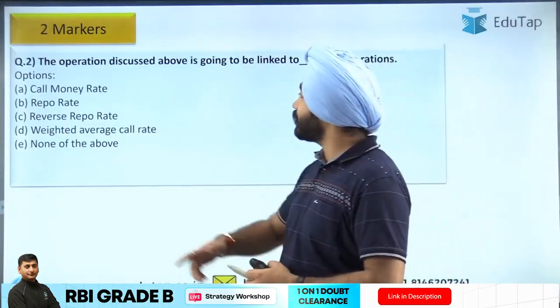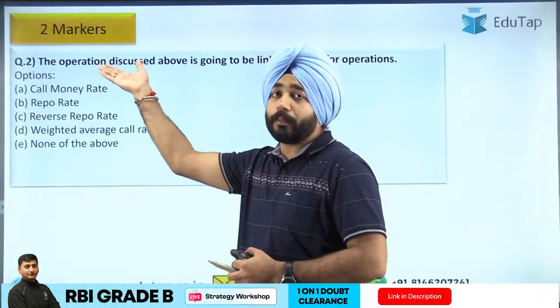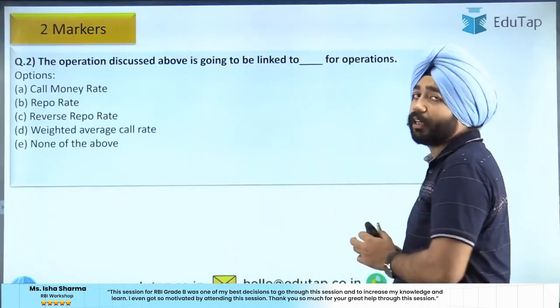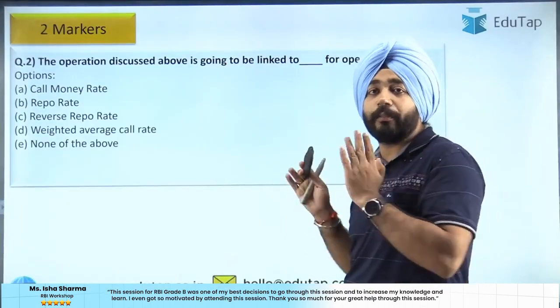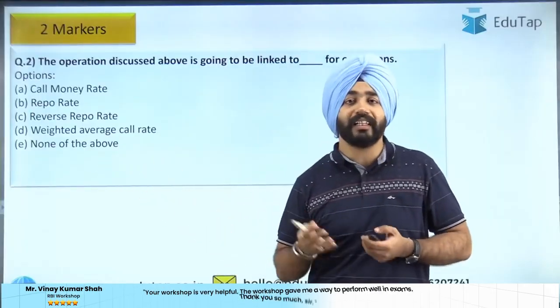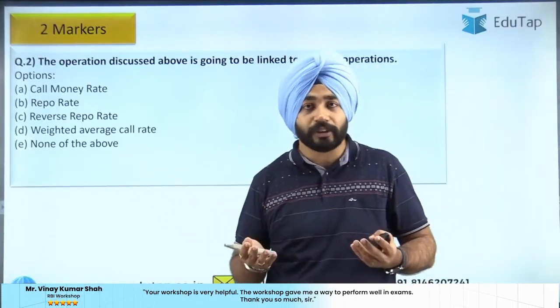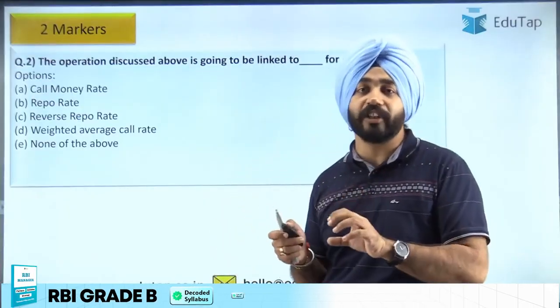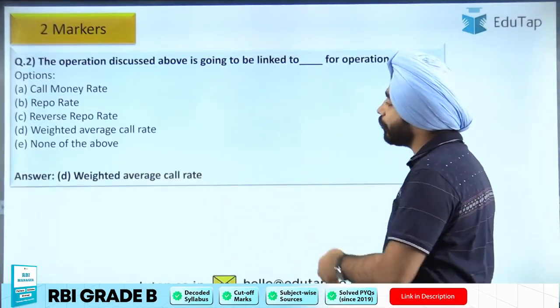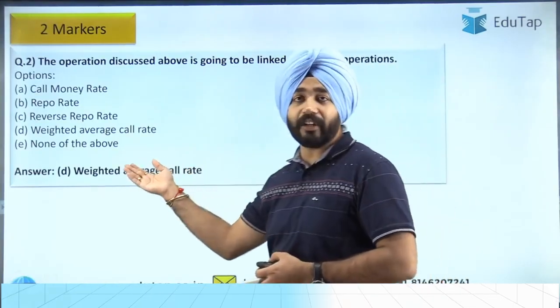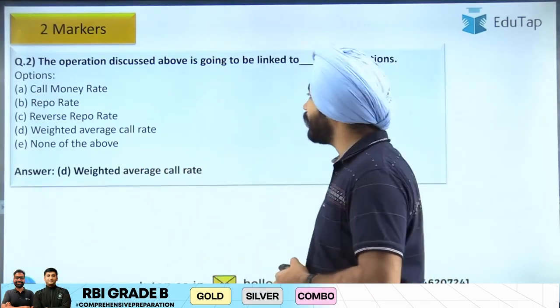Then they have asked the question that the operation, that is long term repo operations, is going to be linked to which among the following operations. ठीक है, that is LTRO will be linked to which among the following operations. So guys, this year now this specific question could be a static question, ठीक है, but way back at that point of time it was a current affairs based question. ठीक है. So if I talk about this thing, LTRO guys was linked to weighted average call rate. ठीक है, weighted average call rate.